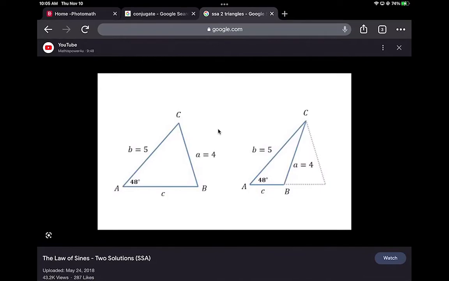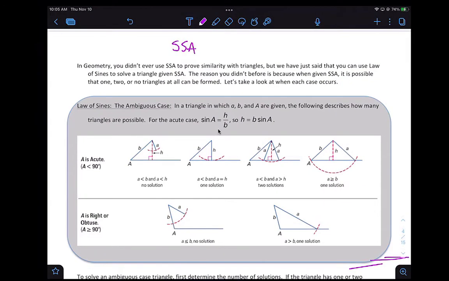I give you 5 and 4, and you can make an acute triangle or you can make an obtuse triangle over there to the right hand side. There's sometimes two cases, depending on what the distances and the angles are. That is why in geometry we said if I give you two sides and an angle, that doesn't always make congruent triangles. So we're going to tie that in here.